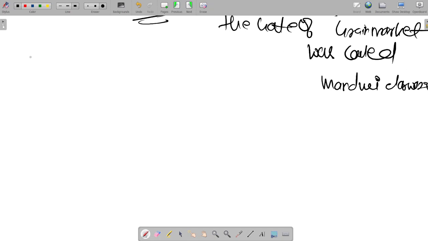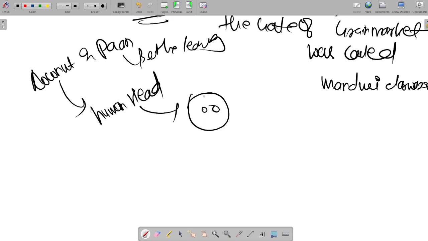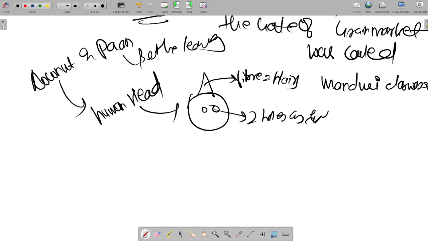He has also mentioned the details of coconut and pan, that is betel leaves. He has compared the coconut with a human head having two eyes and fiber as hair, two holes as eyes. He has also mentioned the fiber was used for making ship cables, etc.